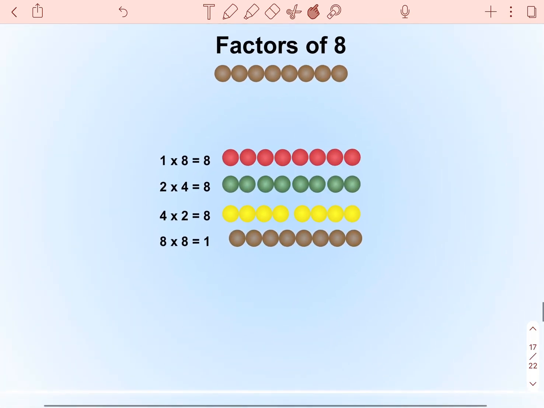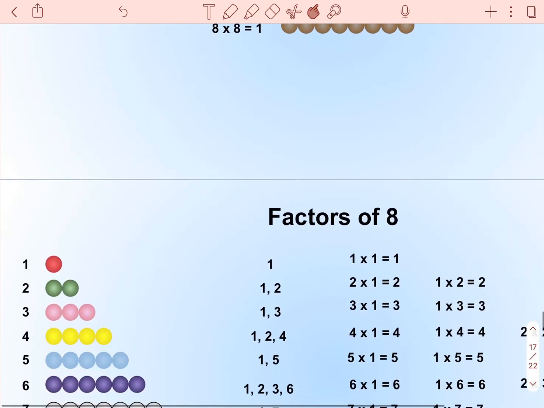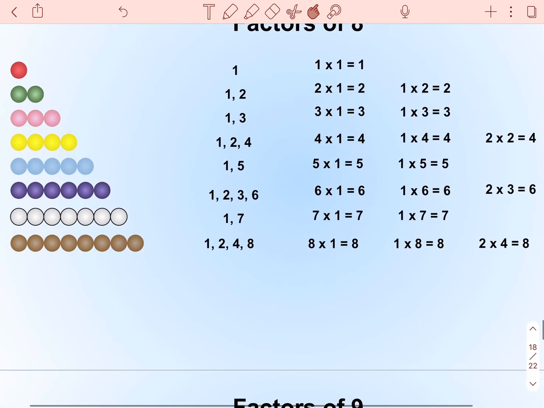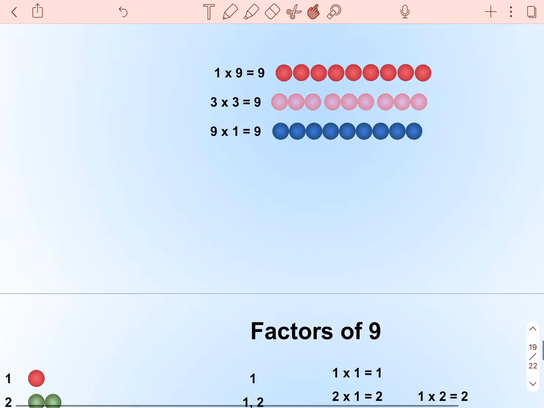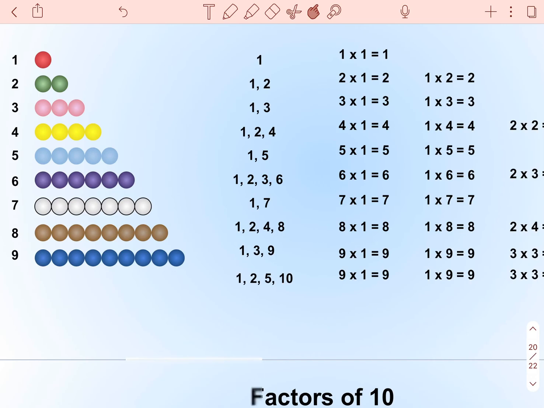Factors of 8. You can make it with 1s or 2s or 4s or just 1 8. Here's what that looks like. 1, 2, 4, and 8. And the factors of 9. You can make it with 1s or with 3s or with a 9. Go ahead and record that in your notebook.